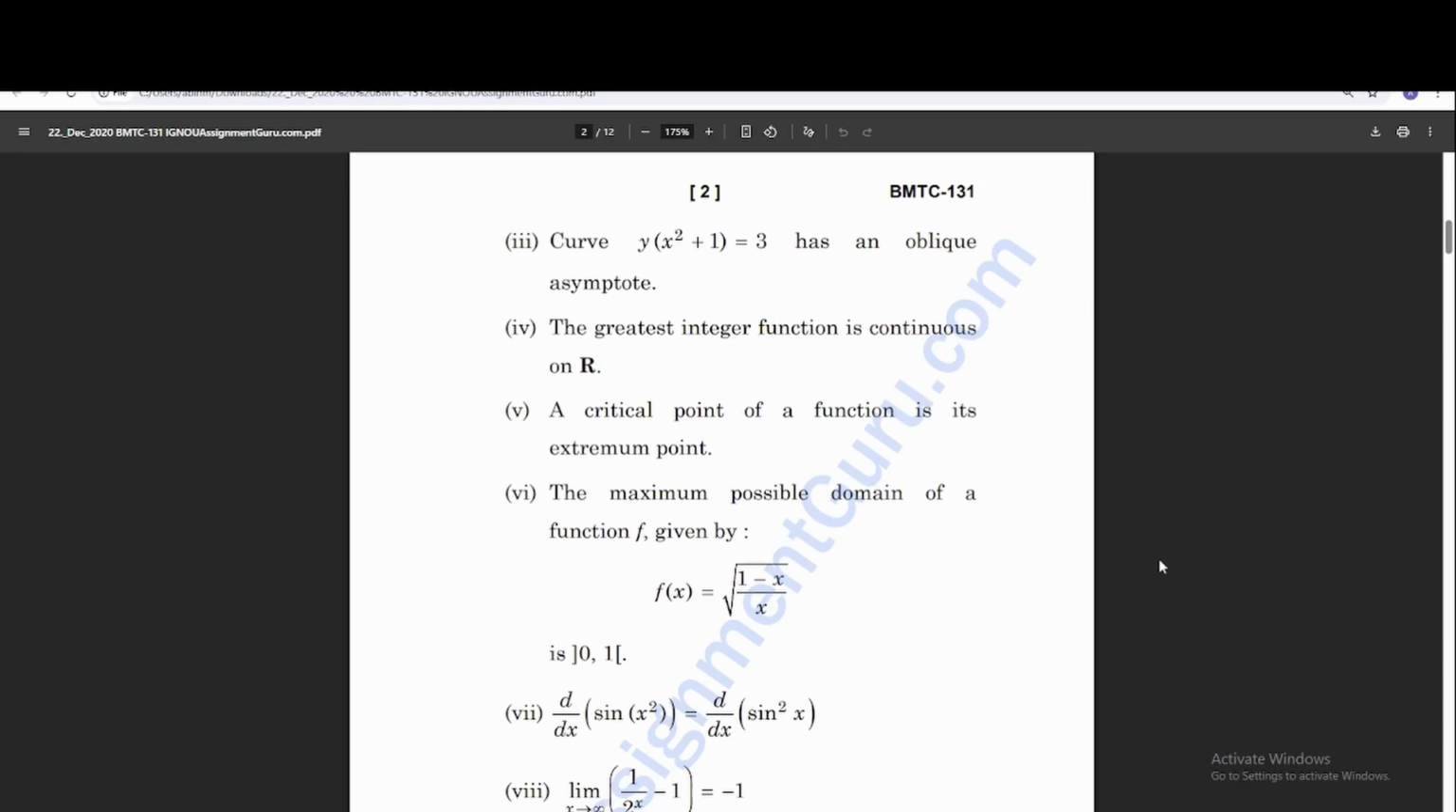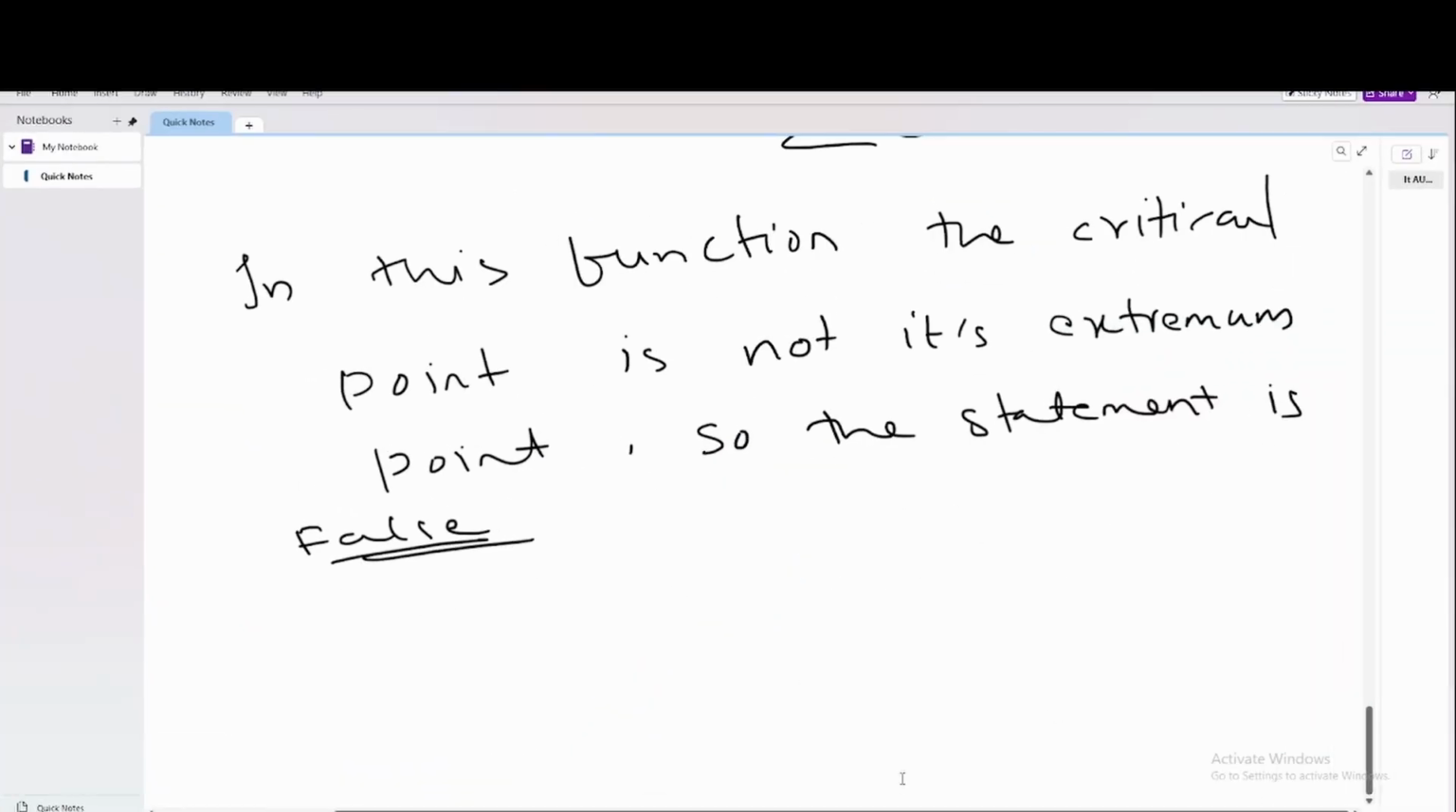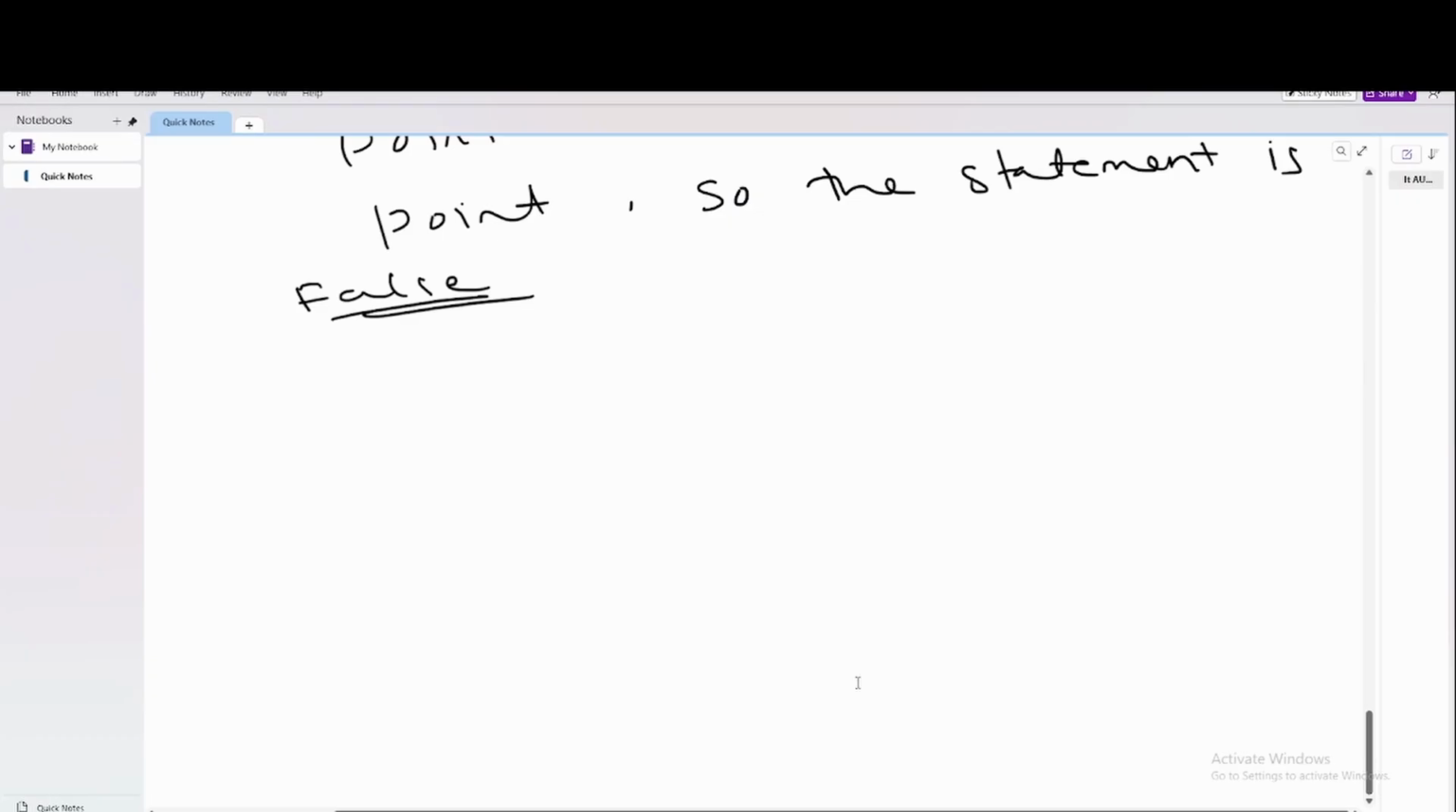So the sixth question is: the maximum possible domain of a function f given by f of x is equal to root of (1 minus x) by x is (0, 1). 0 is not included and 1 is also not included in that domain. So first of all, this is the sixth question.